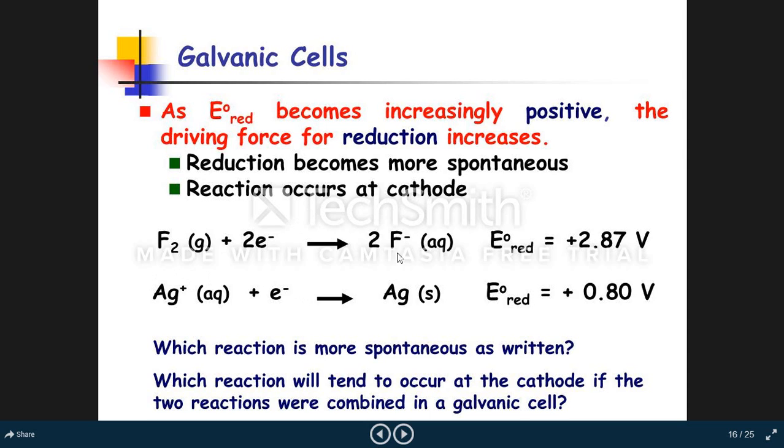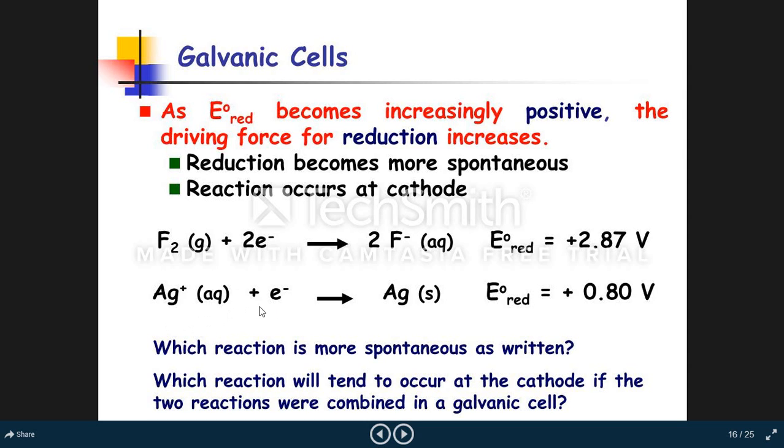As we saw, fluorine, when it gains two electrons, turns into fluoride ion as an anion. We see that the voltage is positive, 2.87 volt.